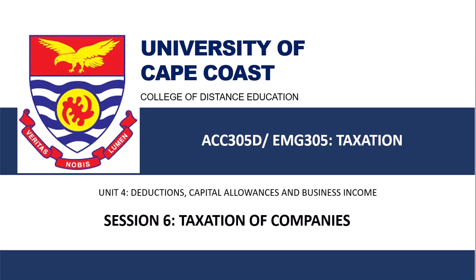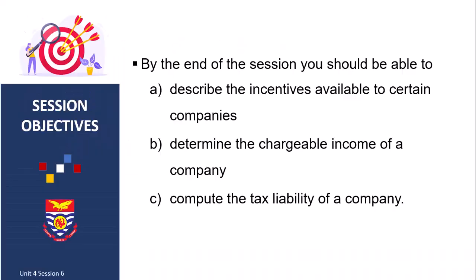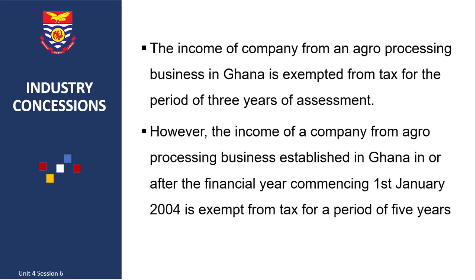Yeah, welcome to the last session of Unit 4. Today, we are looking at taxation of companies. By the end of the section, you should be able to describe the incentives available to certain companies, determine the chargeable income of a company, and compute the tax liability of a company. Before we solve an example, let us look at some industry concessions.